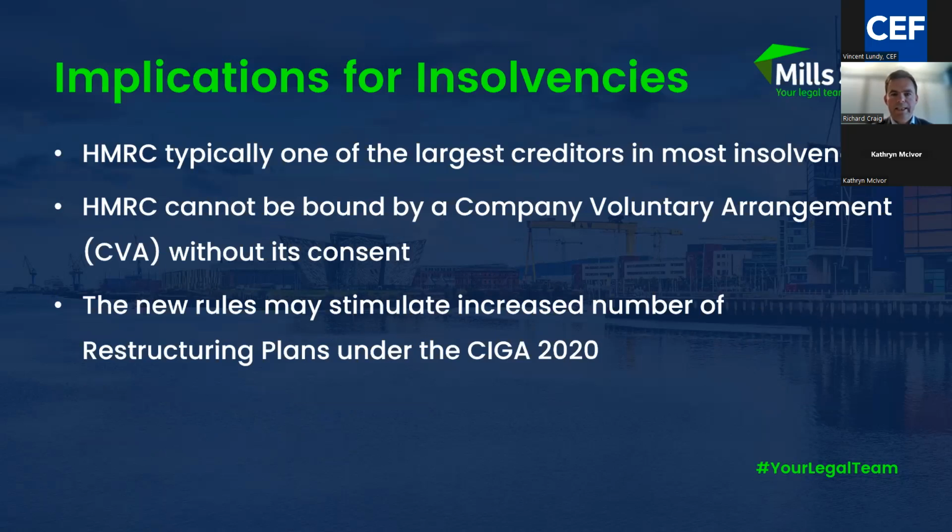So, implications for insolvencies with regard to HMRC. They're typically one of the largest creditors. They cannot be bound by a company voluntary arrangement. And as mentioned, the new rules may stimulate an increased number of other insolvency procedures. And indeed, you may find as a result, as I mentioned, that the restructuring plans under CIGA 2020 start to come through.